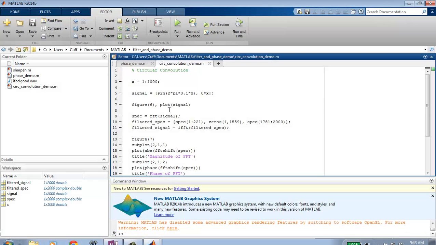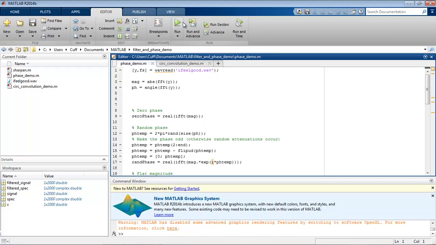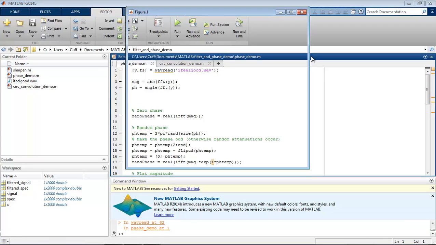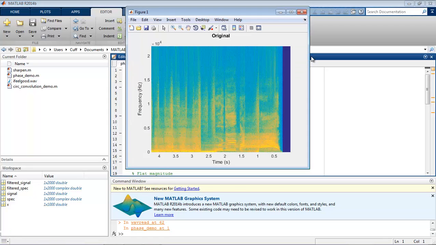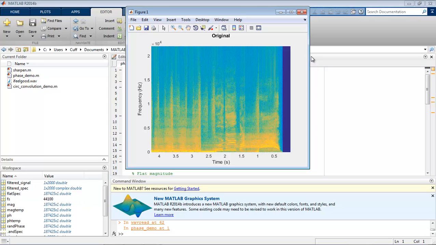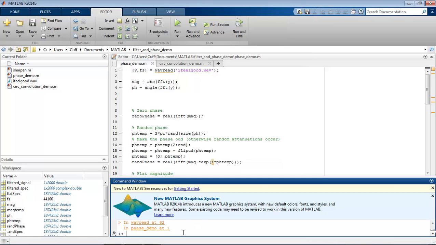So let's go back. Let me run my phase demo. What I'm doing is I'm going to read in a sound, and it's not very long. And here's the spectrogram. Here's time, here's frequency. Can anyone tell what the song is by looking? No. All right. If you're really good. Just kidding. All right. Here we go.